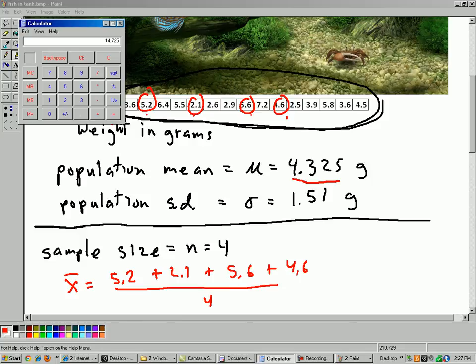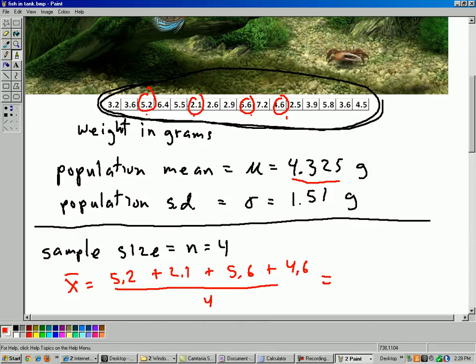Oops, there's some mistake here. Okay, let's try that again here. I must have accidentally pushed an extra button here. 5.2 plus 2.1 plus 5.6 plus 4.6. Okay, 17.5. Divide that by 4. Okay, the answer is 4.375. I was having some technical difficulties there.